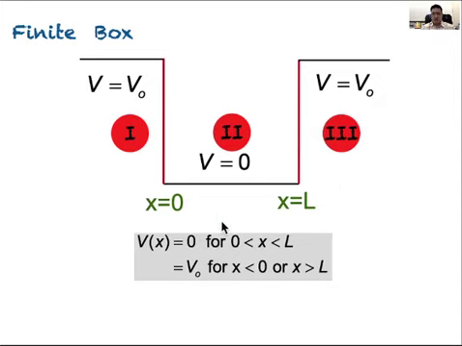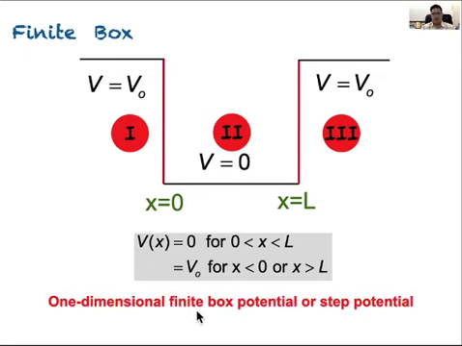So we can write down the potential in functional form as V of x is equal to 0 between 0 and L, and the potential is V0 when x is smaller than 0 or x is greater than L. So this is the modification in comparison to the infinite potential box, that the walls are not infinite and the potential is not infinite, but the potential is V0.